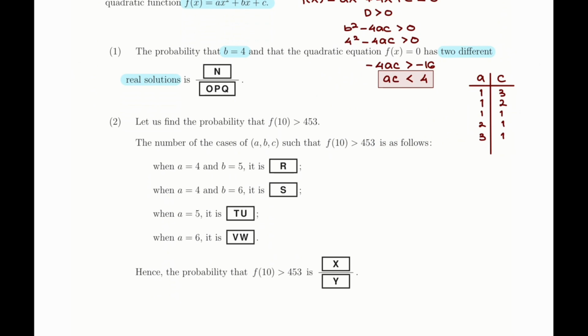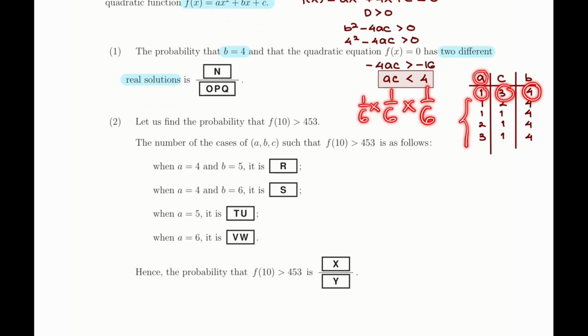How about B? B is always equal to 4. So if I add one more column here, B is always equal to 4. From this table, you can find the probability. The probability that A equals 1 is 1 over 6, times C is 3, 1 over 6, times B is 4, 1 over 6. Same thing for the other 4 cases.